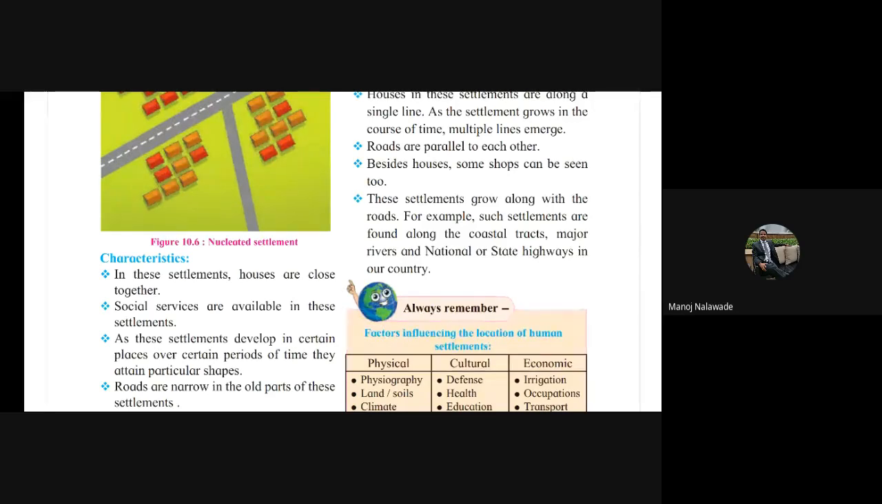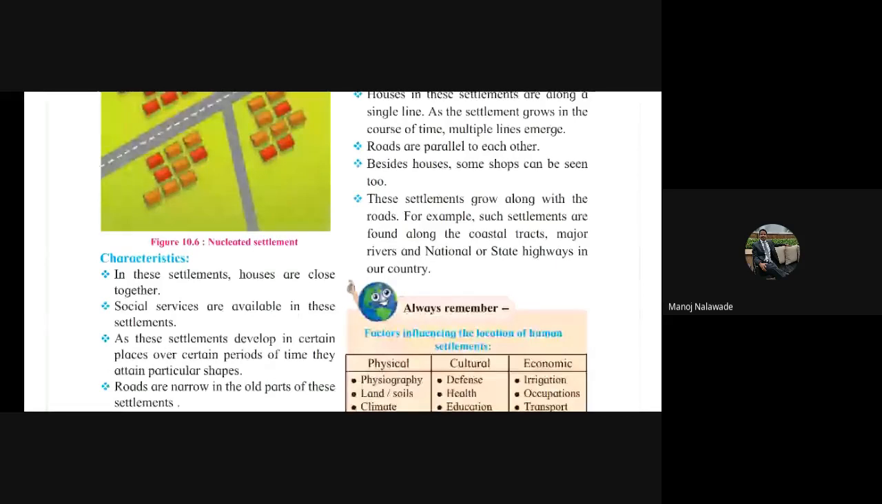For example, such settlements are found along the coastal track, major rivers, and national or state highways in our country. Okay, so basically this happens near the national highway, state highway, coastal line. Even a river: people live on different sides of the river. So basically some people are living on one side of the river and some people are living on the other side of the river.